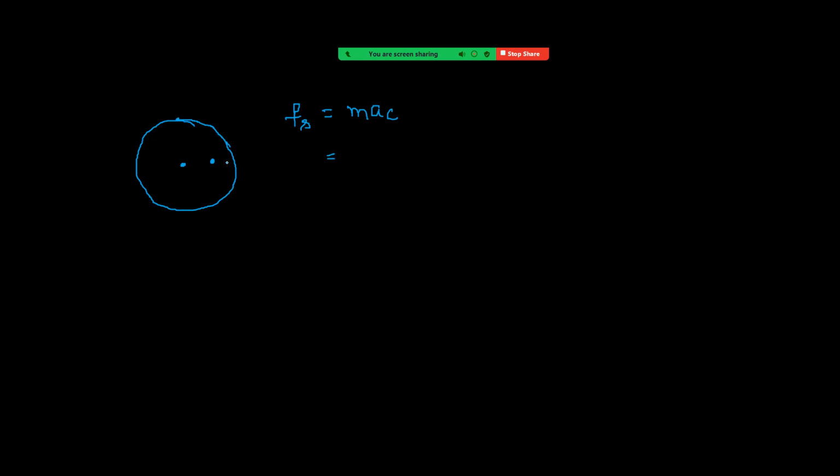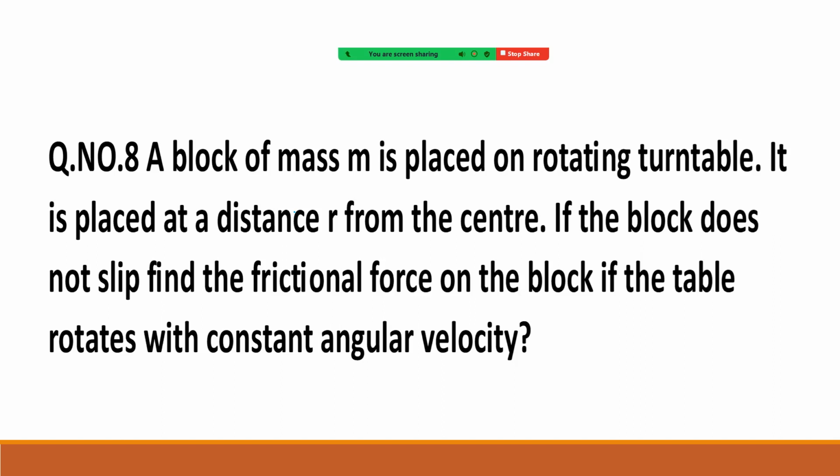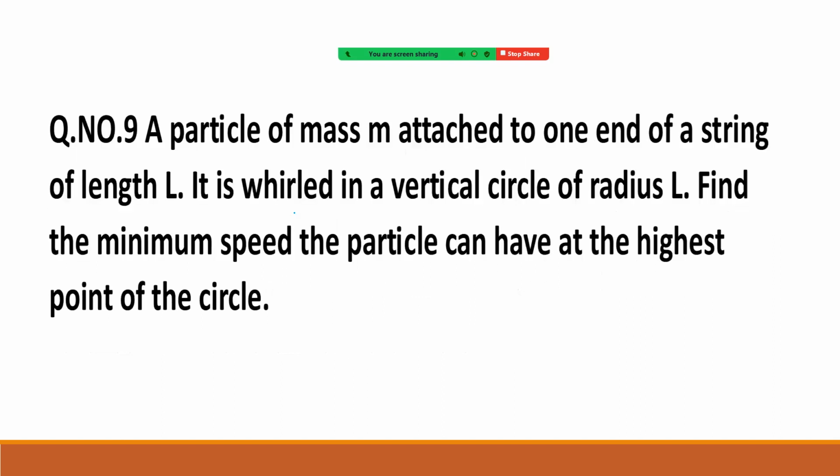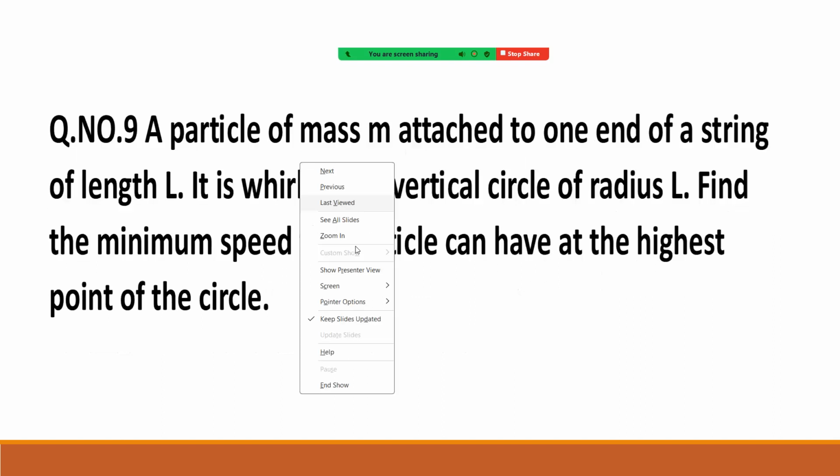It is given constant angular velocity. So I'm writing in the place of centripetal acceleration, r omega square. So this is now static friction, m r omega square. It is just a matter of a single step because omega is constant, so no tangential force. Okay, right.